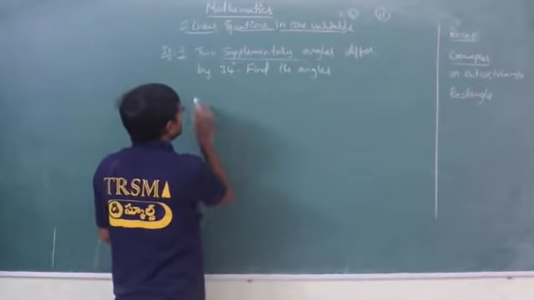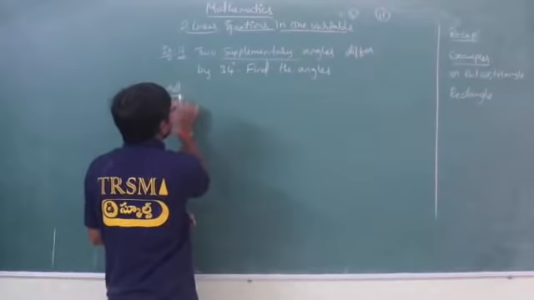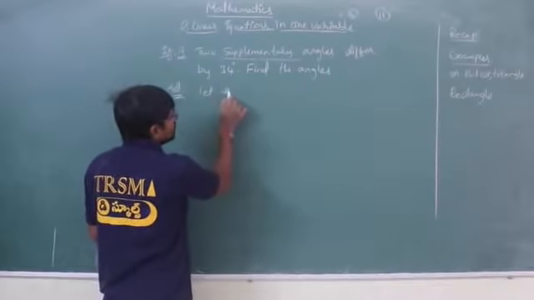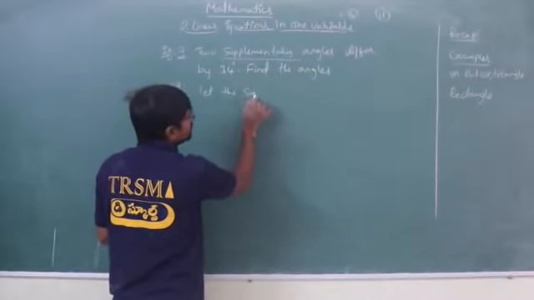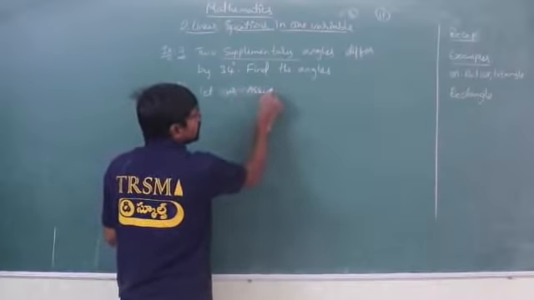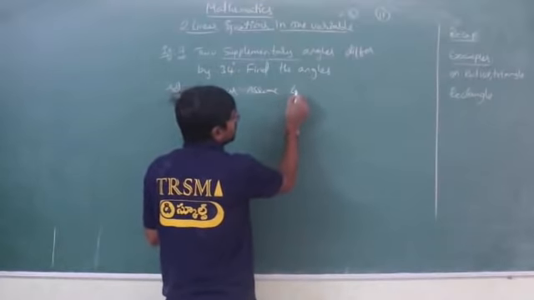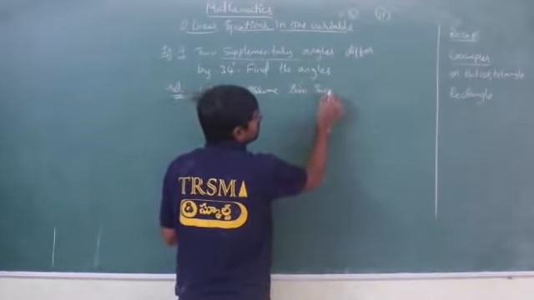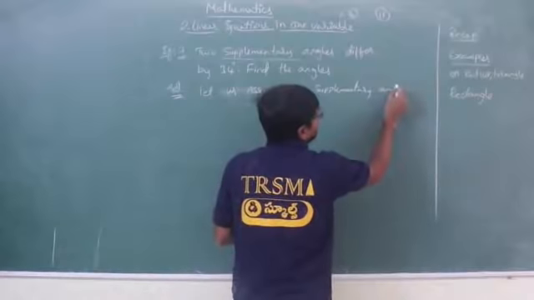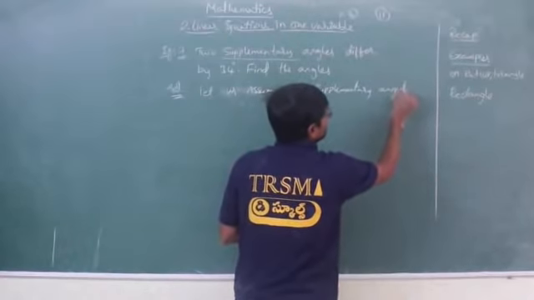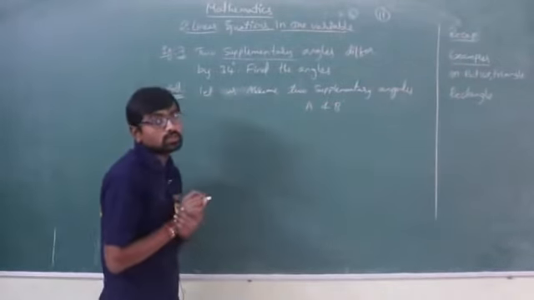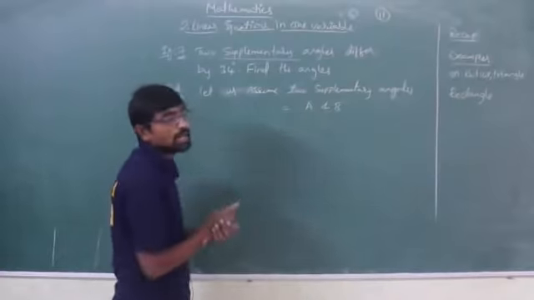So let me write this. Okay, so solution I am writing here. Do we know the two angles? We don't know. So let us assume two supplementary angles. Here we are assuming two supplementary angles, A and B.